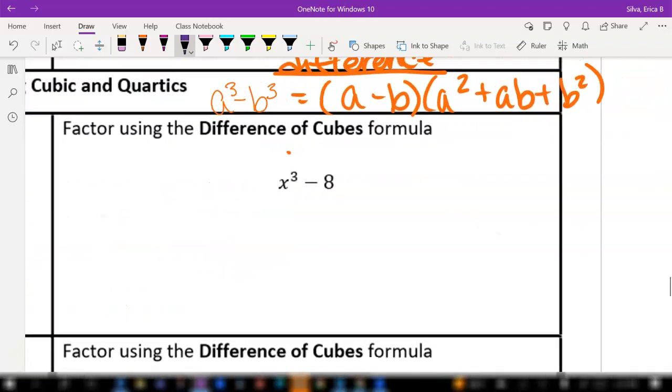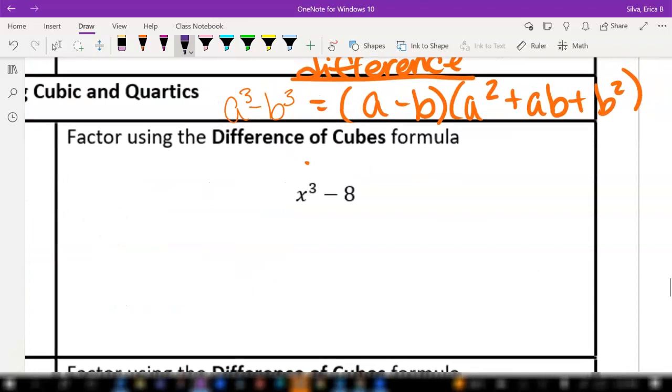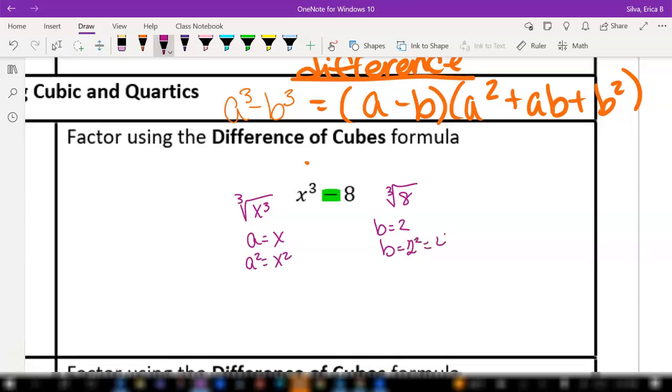Let's take a look at the next one. Now we're going to be using the difference of cubes. We know it's a difference because there's a minus sign. So again, first step, we do the cubed root of x cubed, and then the cubed root of 8. So a is equal to x, and b is equal to 2. Your equation has a squared and b squared, so we're going to square those. That's 2 squared, which is 4. And then all we're going to do is now substitute.